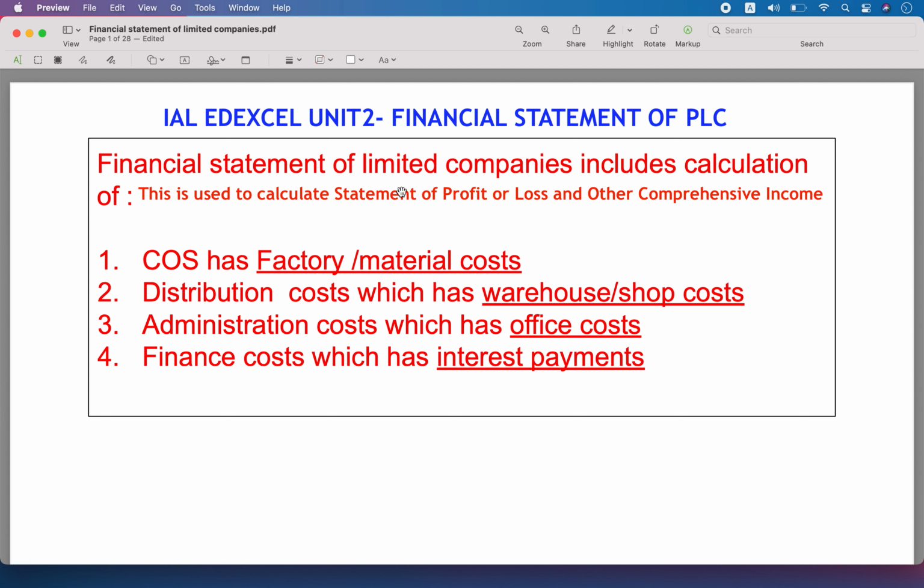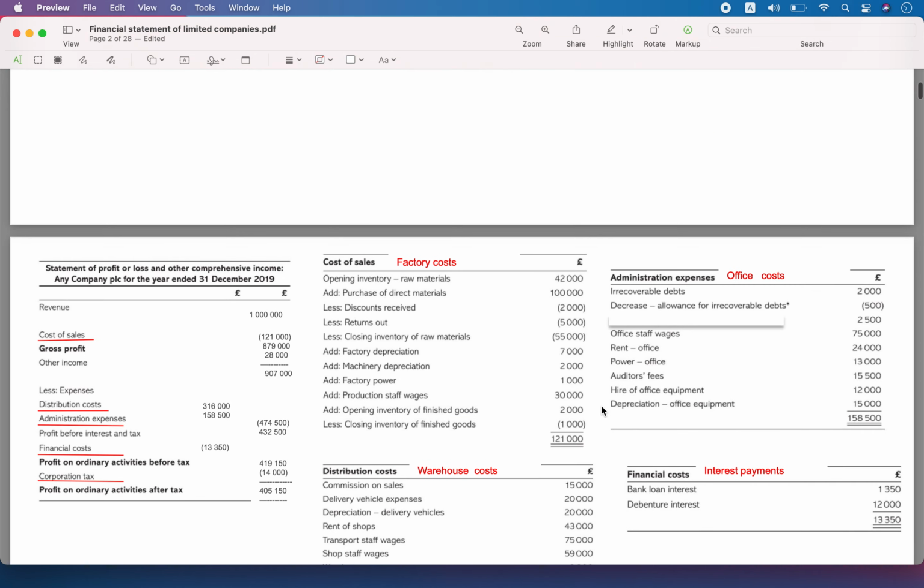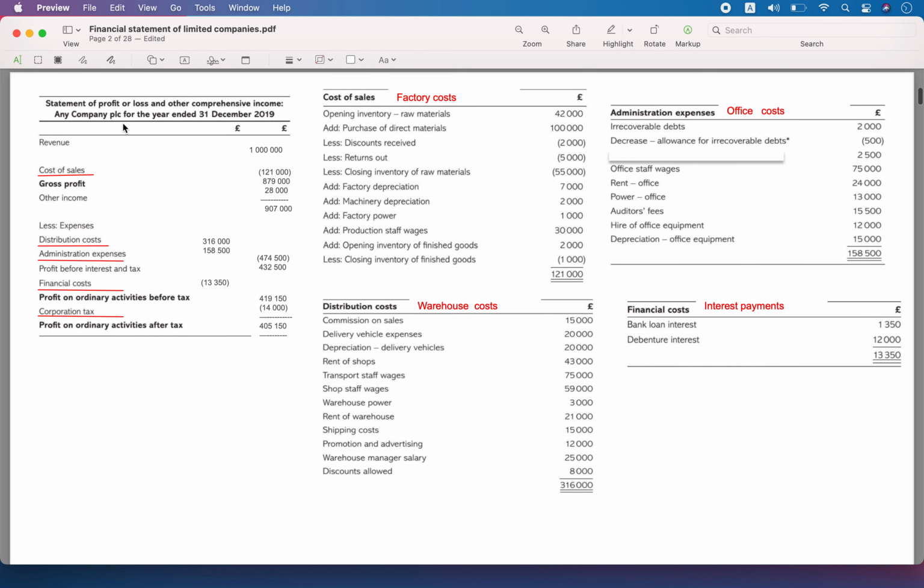After calculating, you'll be able to prepare the statement of profit and loss and other comprehensive income. So it looks just like this. The general format for the profit or loss and other comprehensive income for any PLC will look like this. But it will involve the calculation of factory cost, warehouse costs, office costs, and interest payments.